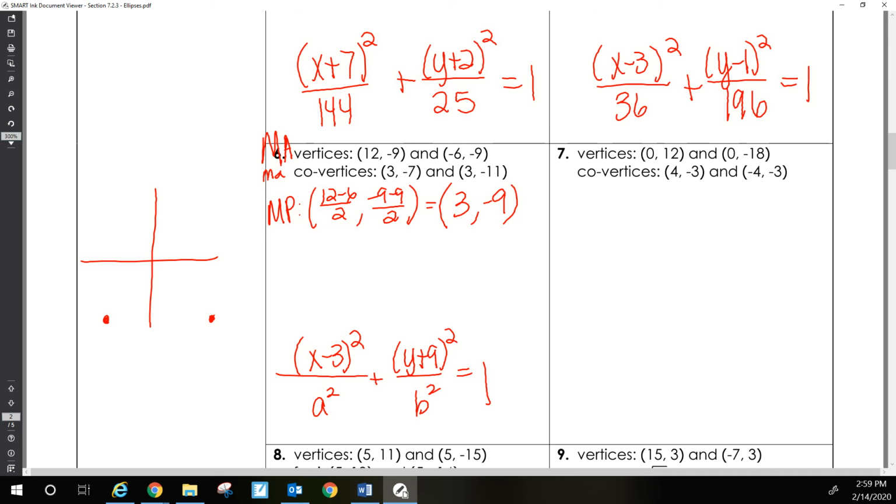Now, what is the length between either of these vertices and the center? So distance between 12 and 3 is 9. So 9 squared would be 81. This time they didn't give me the length of the minor axis. They gave me the co-vertices, but we can tell the length of the minor axis by these points. So what's the difference between -7 and -11? That's 4 units, right? So the length of the minor axis is 4. Half of 4 would be 2. We're going to take that 2 and we're going to square it, and it's going to go back to being 4.